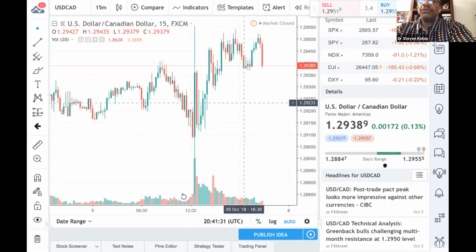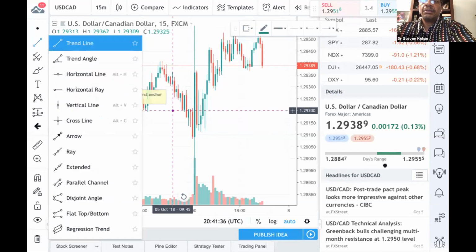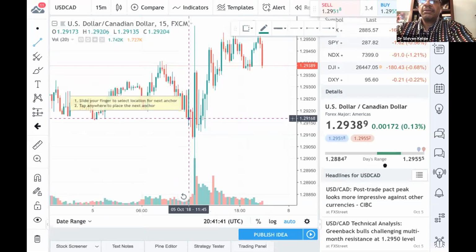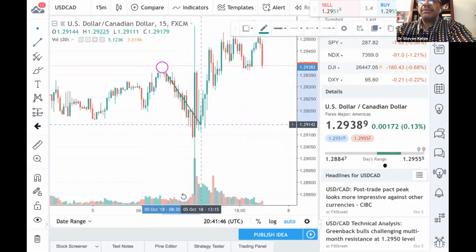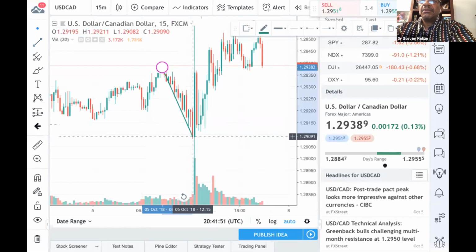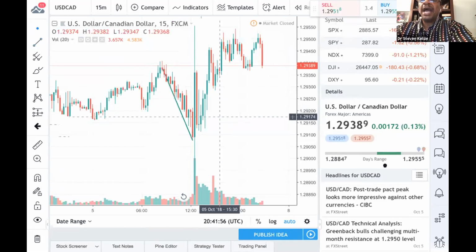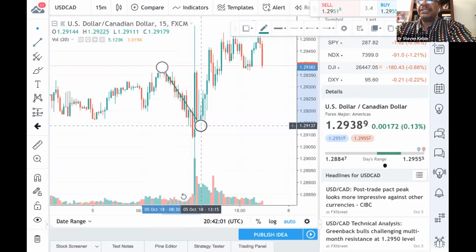So this is the flag right here. Here's the flag. So I would have entered right here. See that? I would have entered right here. Because when you're buying at the lowest point. Does that make sense? Does this make sense to everybody?